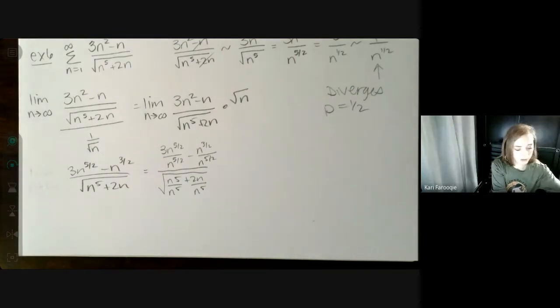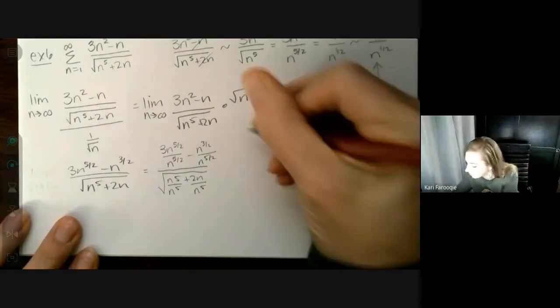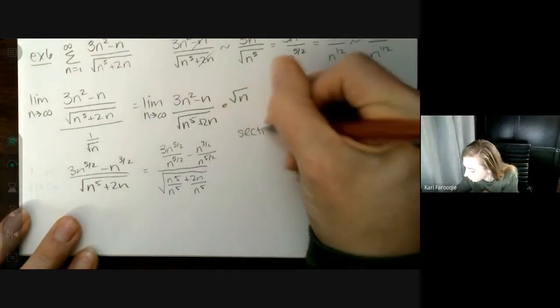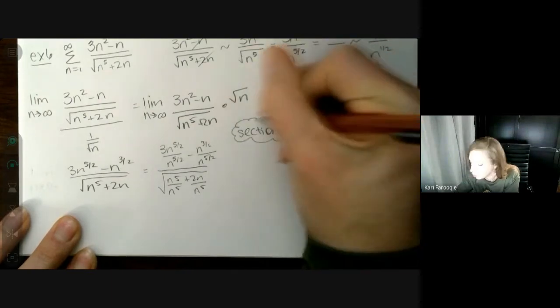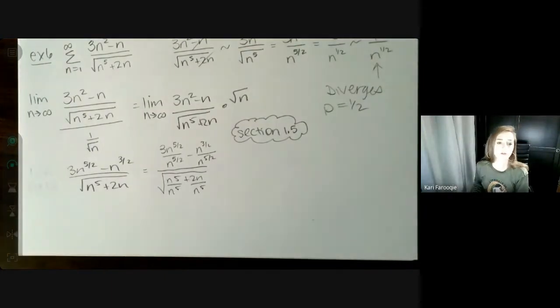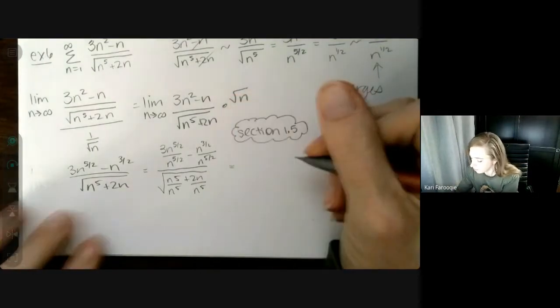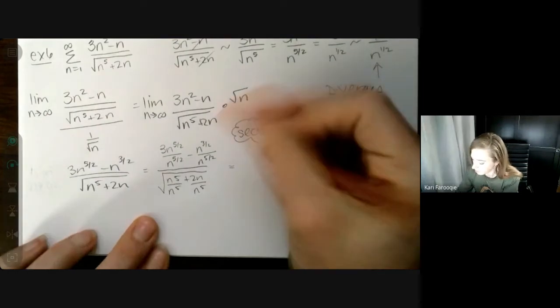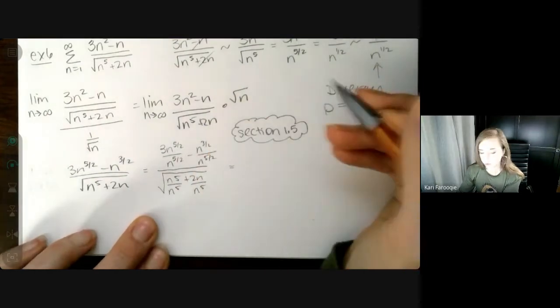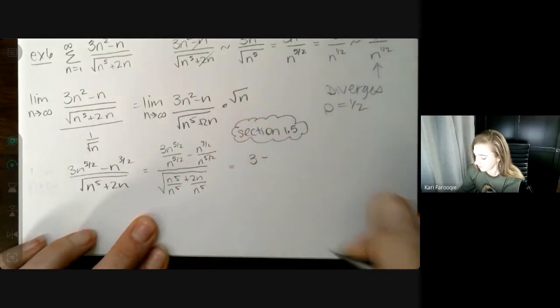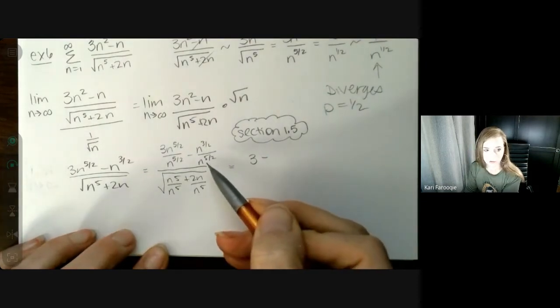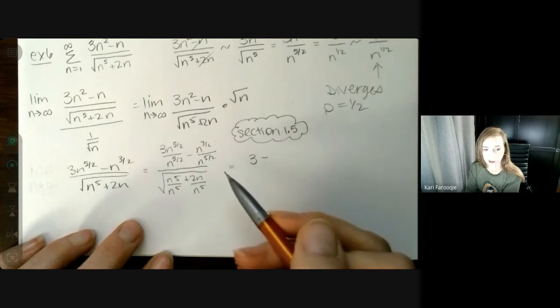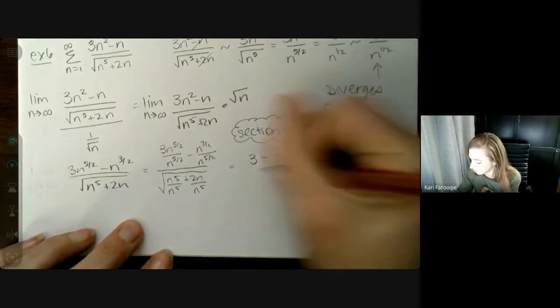So that's where we did all the limits at infinity in Calc 1. So feel free to go back to section 1.5 and just look through some examples if you find this to be weird. All right, so now when you divide this out, n to the 5/2 divided by itself just gives you 3, and then minus, well, 3/2 minus 5/2 is going to get you to -2/2, which is -1.